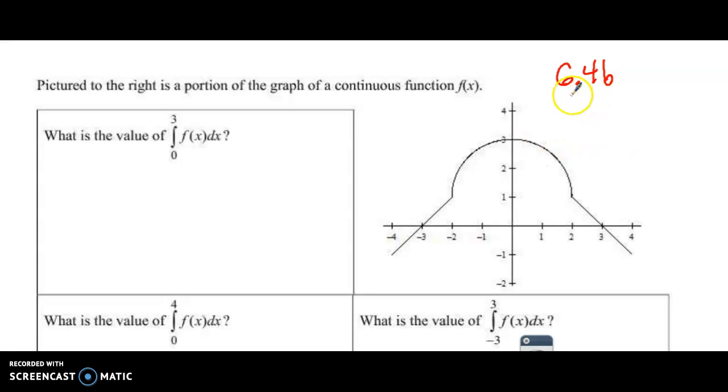All right, Calc, let's finish up 6.4, and we're just moving on. I hope you're all caught up with what you need.